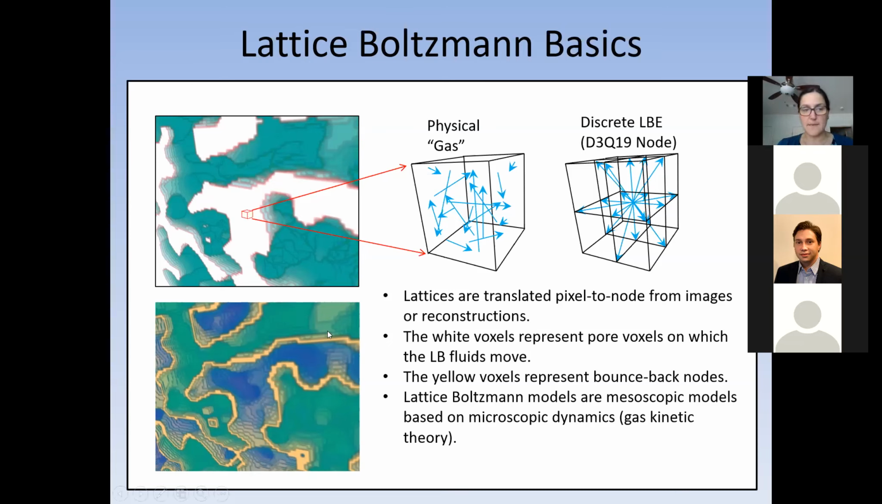Now, in this particular image, white stuff represents pore space. In the volume rendering, the green stuff represents solids. I will also have to apply boundary conditions, and those are the yellow voxels. Those are the solid voxels that are bounding the pore space, and they're important for the implementation of the boundary conditions.